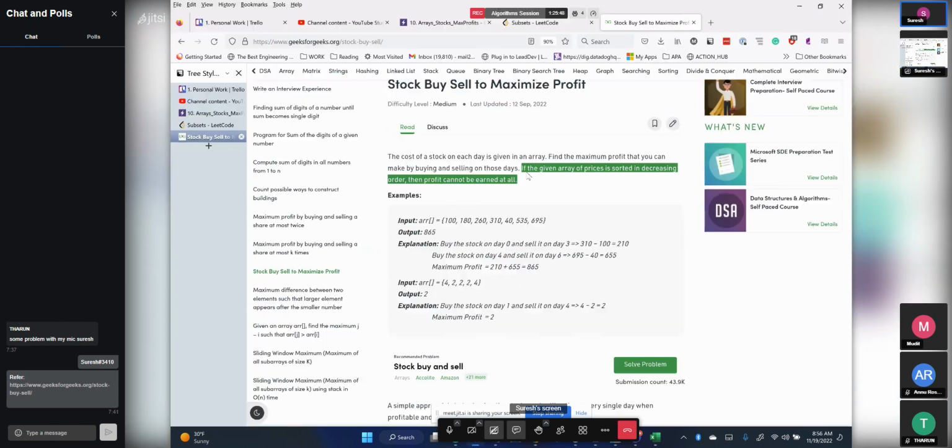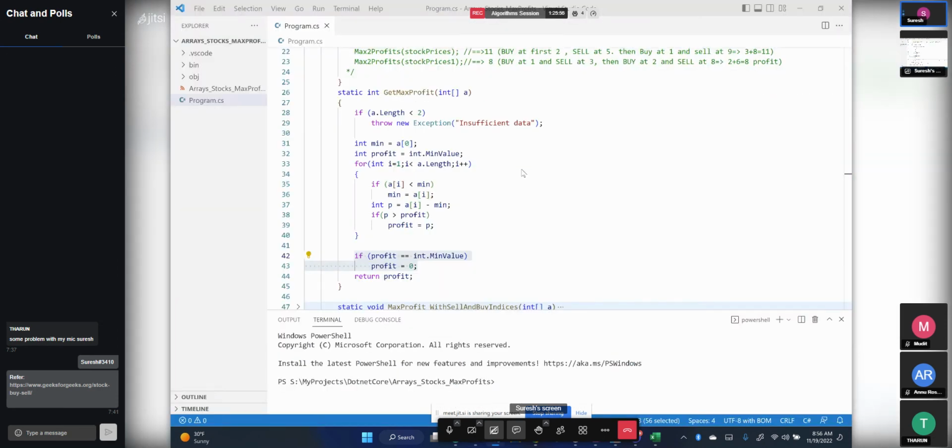They said if the given array of prices is in decreasing order, then profit cannot be earned at all, so there is no profit. You can simply say profit equal to zero. So this is the first algorithm.